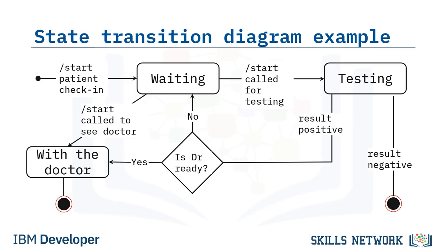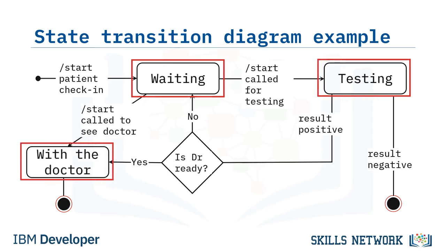The behavior of a system can be explained and represented with the help of a UML diagram called a state transition diagram. The state transition diagram is a collection of states and events that describes the different states that a system has and the events which cause a change of state in the system. The diagram shown is an example of a state transition diagram that models a patient going to see a doctor at a clinic. The different states include waiting, testing, and with the doctor. The arrows represent possible transitions from one state to another and names the event that triggers the transition.